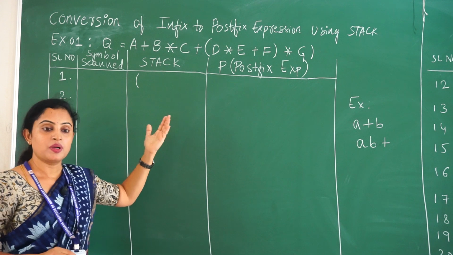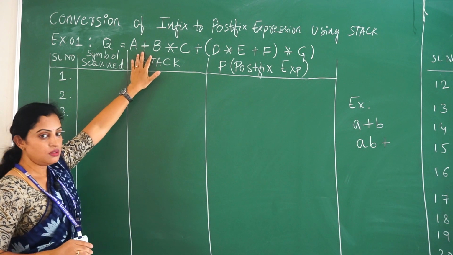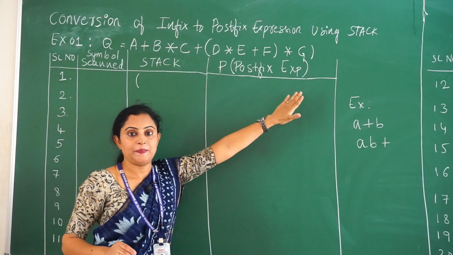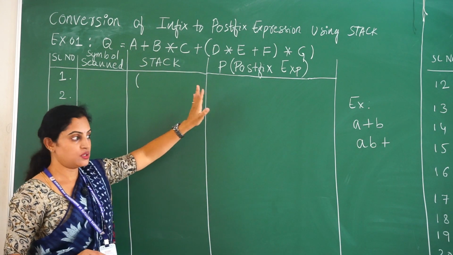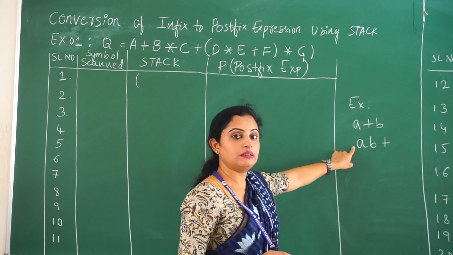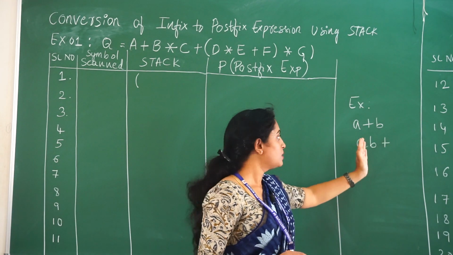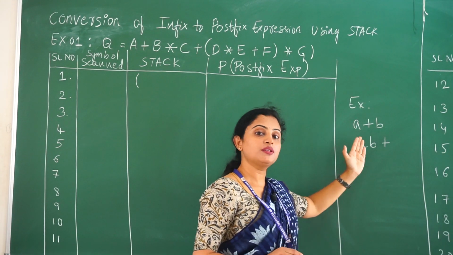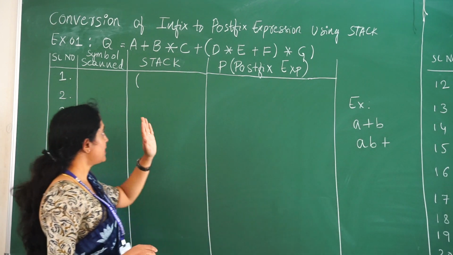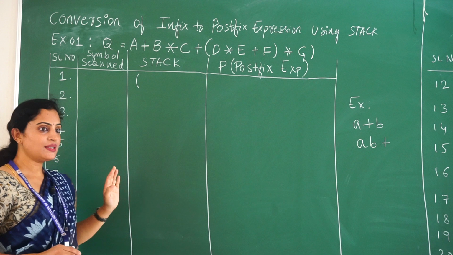In the second step, the algorithm says we have to scan the given expression from left to right. Why we have to scan the given expression from left to right is because we have to convert the given infix expression to postfix. In postfix, the operators are placed after the operands. So we have to scan the given expression from left to right. That is the second step.